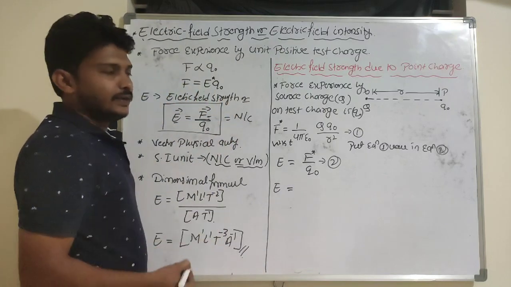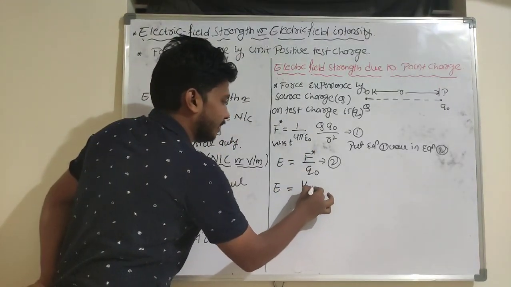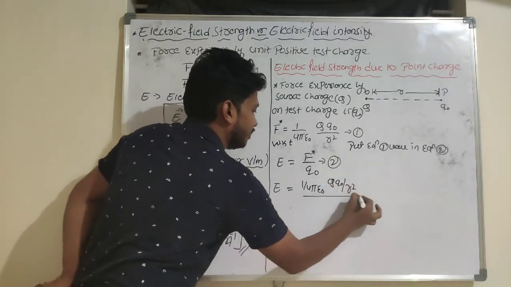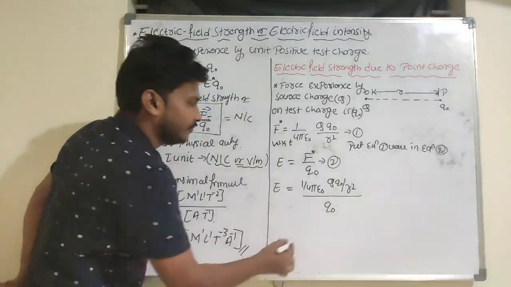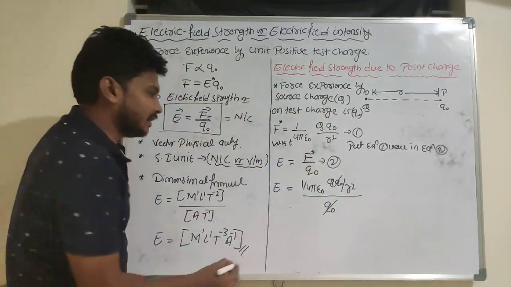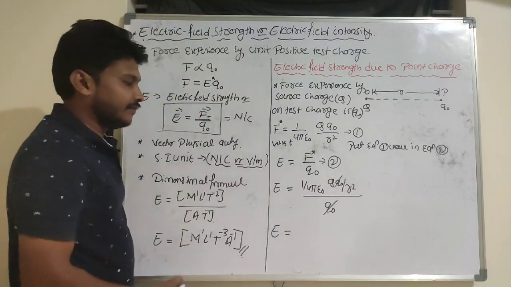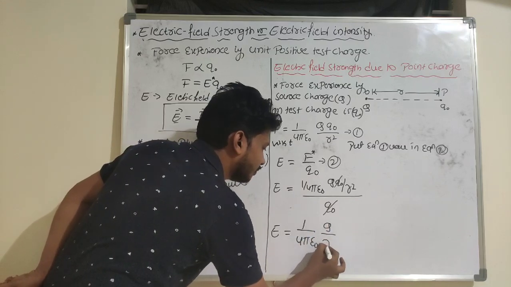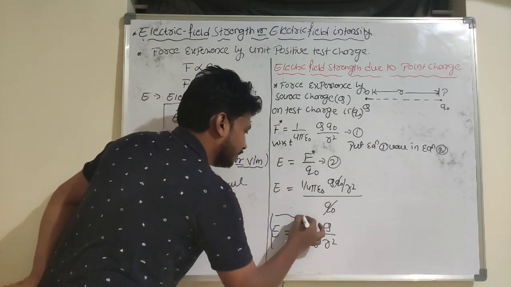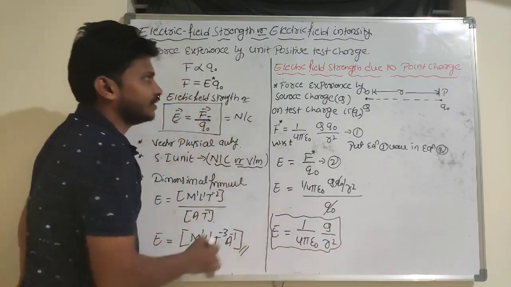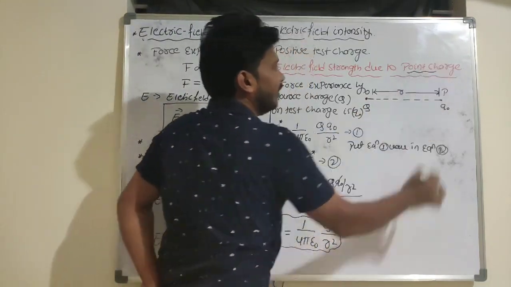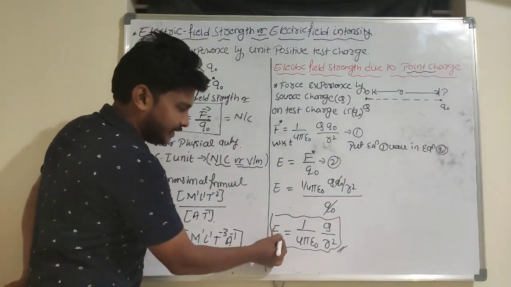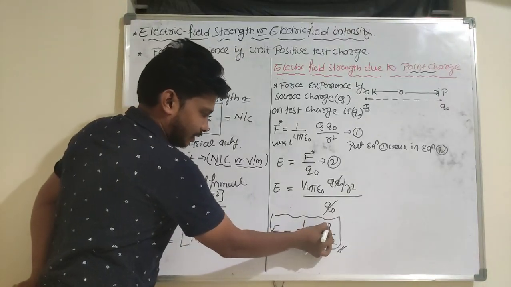So look here. E is equal to, F means 1 by 4 pi epsilon naught Q into Q naught by R square, whole divided by Q naught here. So the test charge will get canceled out. So E is equal to 1 by 4 pi epsilon naught Q by R square. What is the equation for electric field strength due to a point charge? What is the equation I got here?